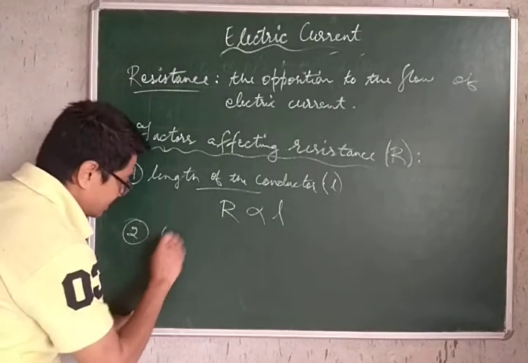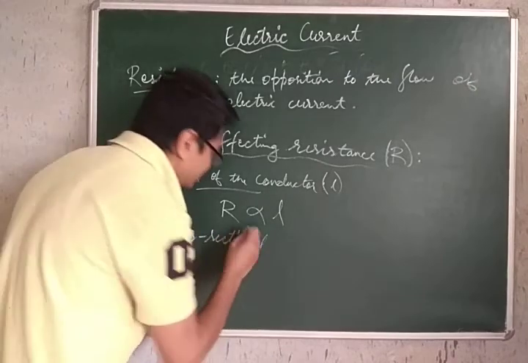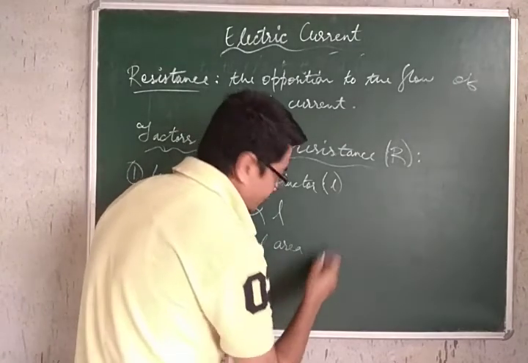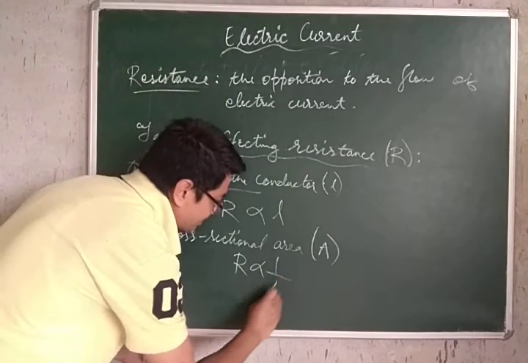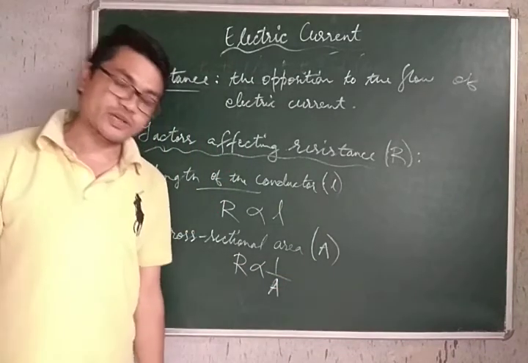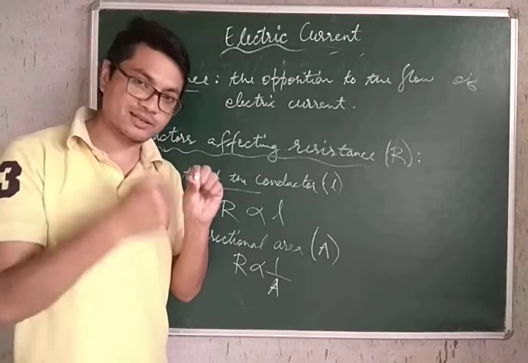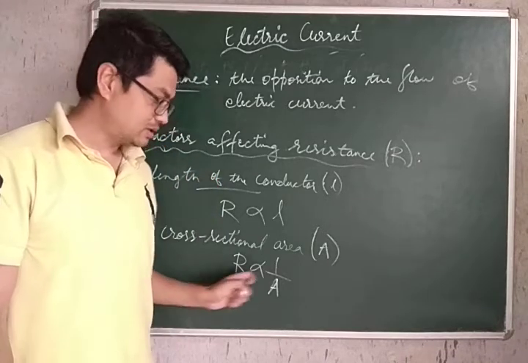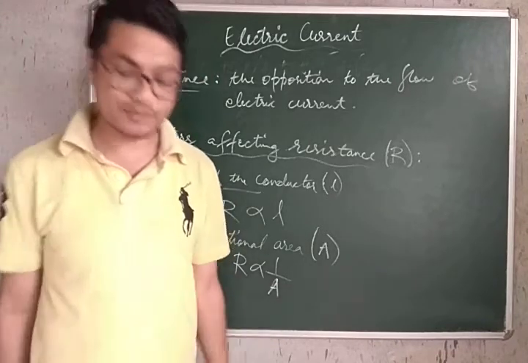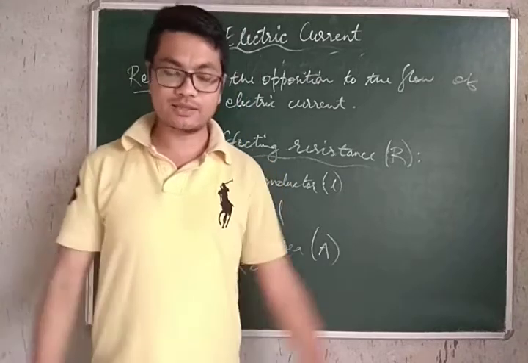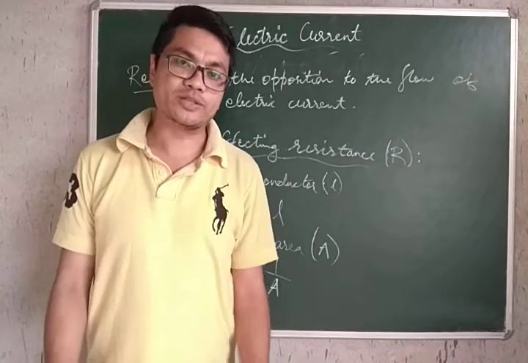The second factor is cross-sectional area. Cross-sectional area, of course, that of the wire, remember. If A is the cross-sectional area, then resistance is inversely proportional to the cross-sectional area. That is, the more the cross-sectional area, the greater the thickness, so to say, the lesser the resistance. The lesser the cross-sectional area, the more the resistance. Again, you can take the example of the same two corridors, but in this case, one corridor is wider, the other one is a narrow corridor.